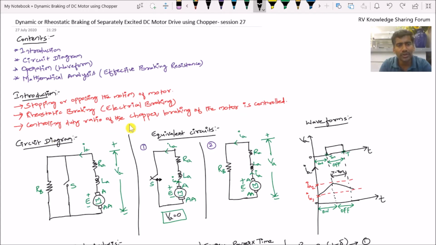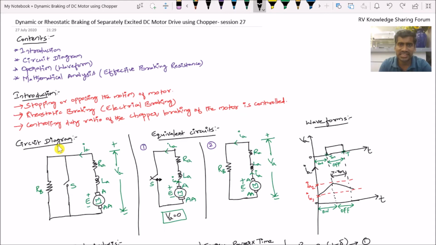By controlling the duty ratio of the chopper, we can brake the motor. That means by varying the duty ratio of the chopper, we can control the braking power. Therefore, we can control the braking of the DC motor. So this is the basic idea which we are going to use in dynamic or rheostatic braking of a DC motor using the chopper.